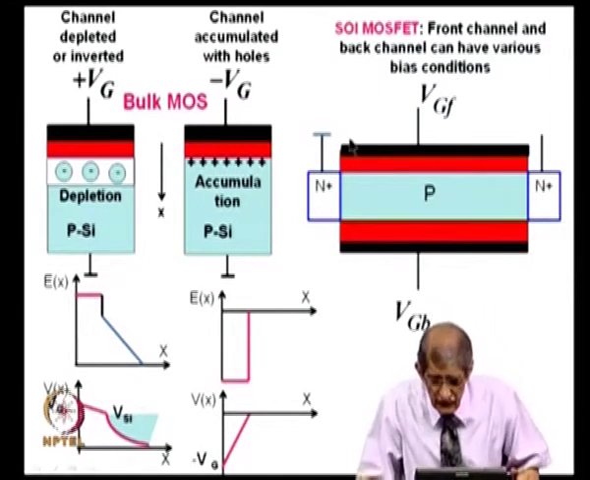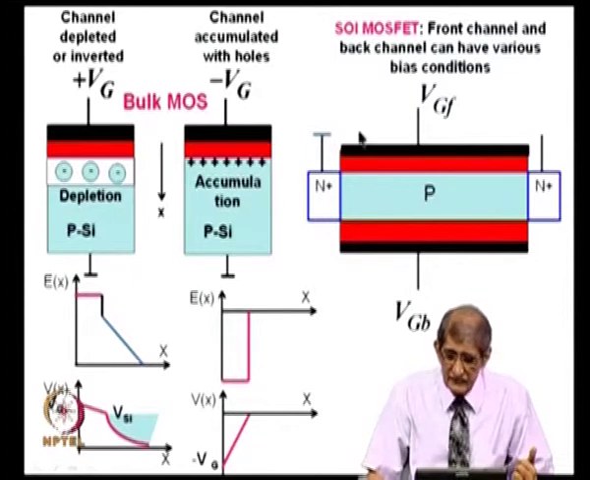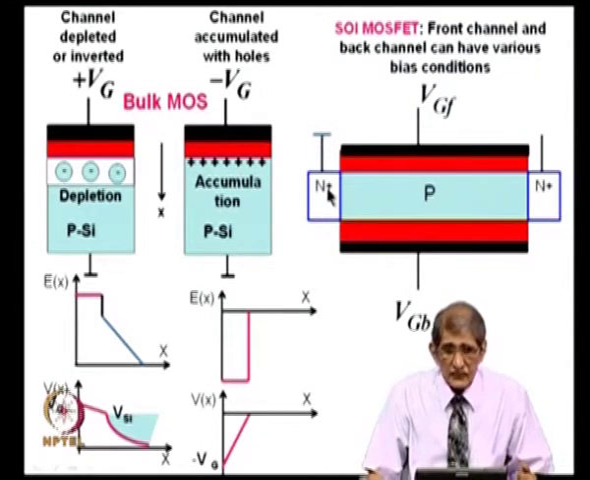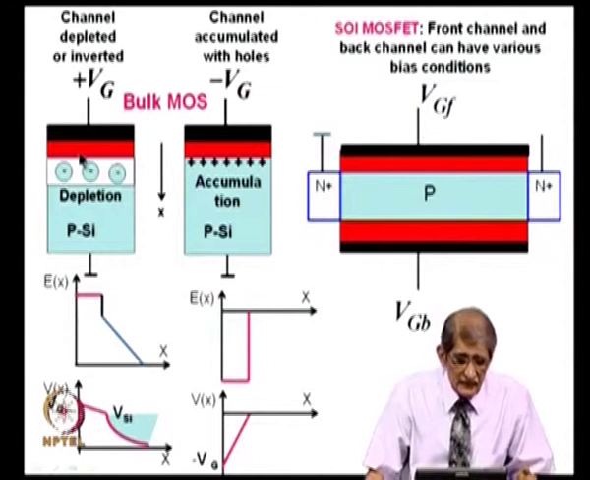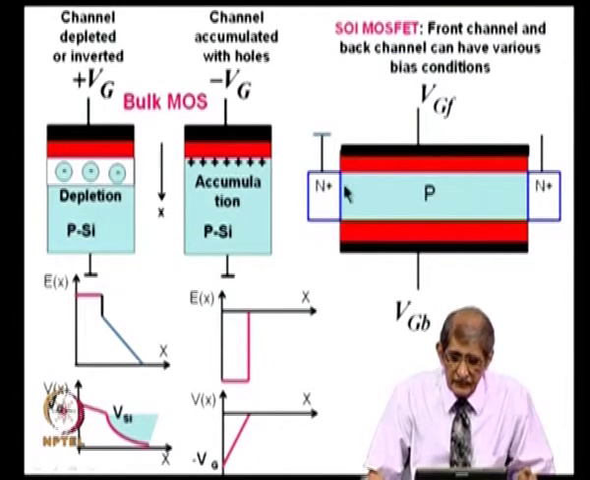Now, when you go to the SOI MOSFET, you have got the front gate which almost looks like this. I have shown the MOSFET source drain also here. Here I can put a source and drain, if I want to invert and get current carriers. Here I have plus here, minus here. This is a schematic diagram.